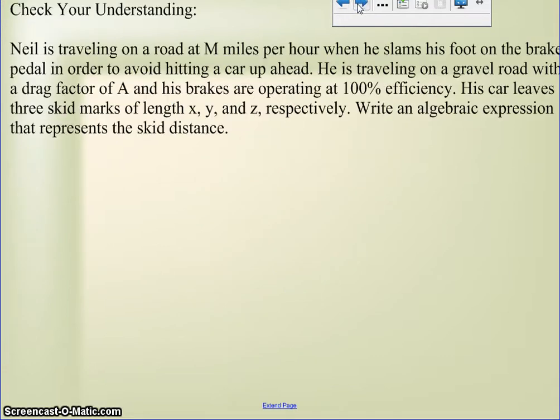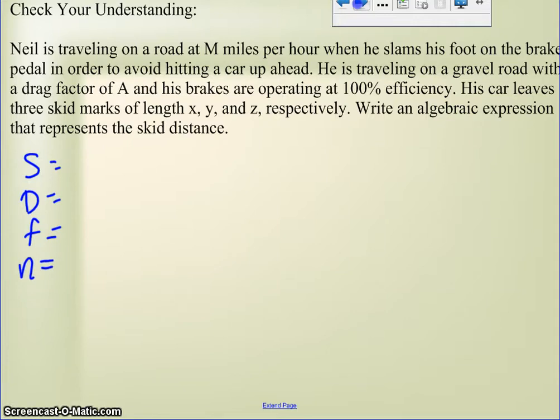All right, please press pause, solve this, come back when you're ready. All right, let's see how we did. Let's first identify over here, we've got our speed, our skid distance, our drag factor, and our brake efficiency.